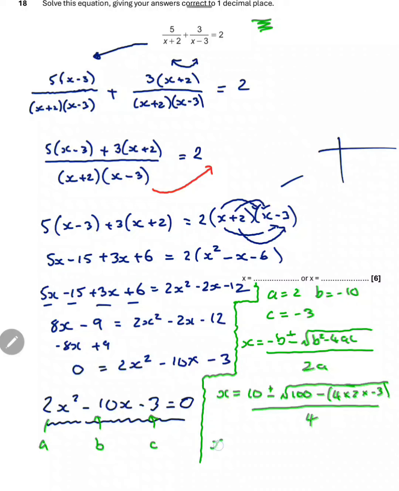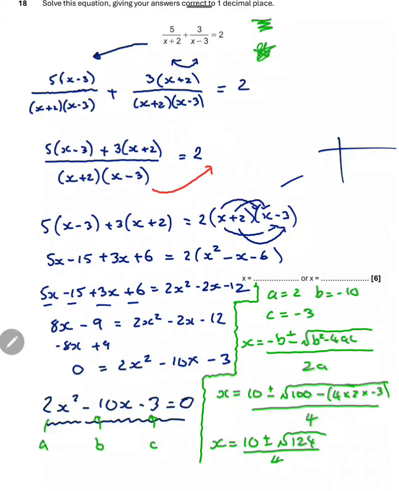Let's keep going. X equals 10 plus or minus. Let's work some of this out. 4 times 2 times minus 3 is minus 24. So this becomes 100. Take away minus 24, which is 100 add 24, which is 124. So we get 10 plus or minus root 124 over 4. I'm going to have to jump right back to the top of the page for this.